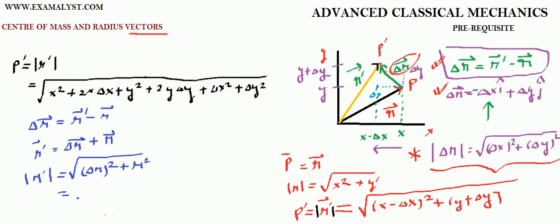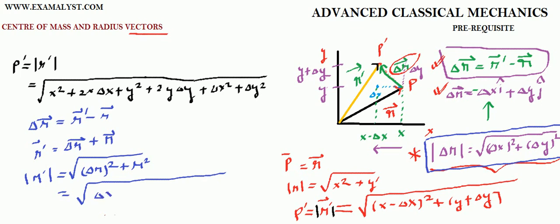So what is delta r square? You can look at from here. So delta r square will be delta x square plus delta y square. And what is r square? You know r square is x square plus y square.